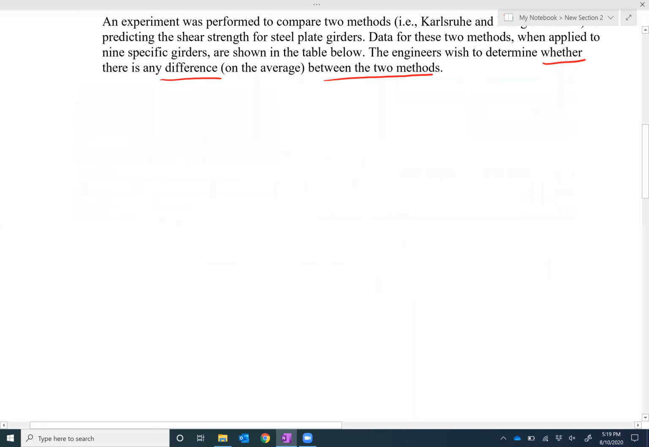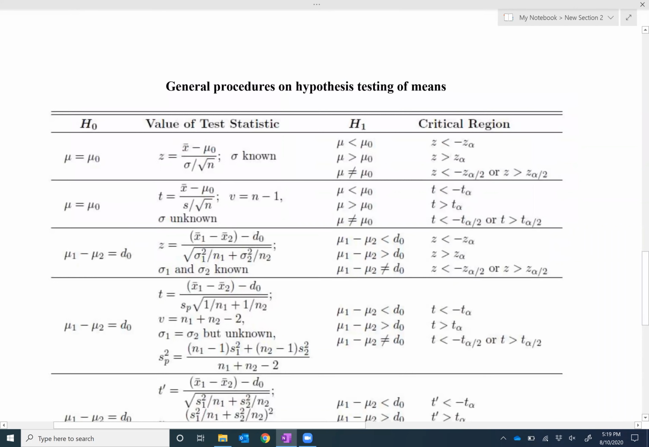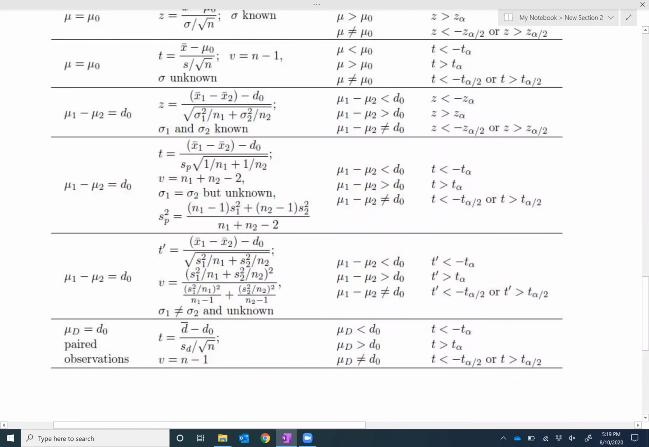If we scroll down to the other side of this page, you will see the part we have already discussed, and we leave that one because it is long already, so you don't have a lot of calculation to do. But now we're going to look at the paired observation. We want to test whether the difference equals a particular value or not, or is greater than or less than.